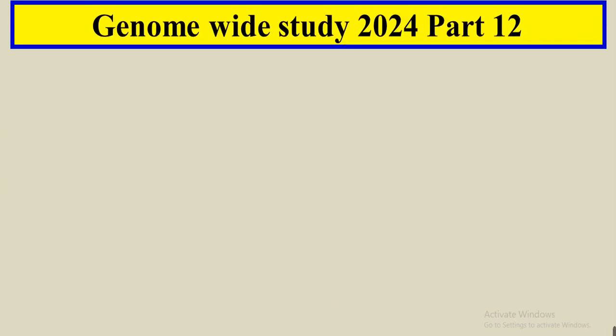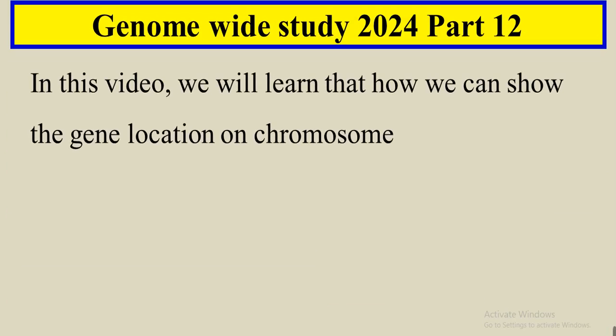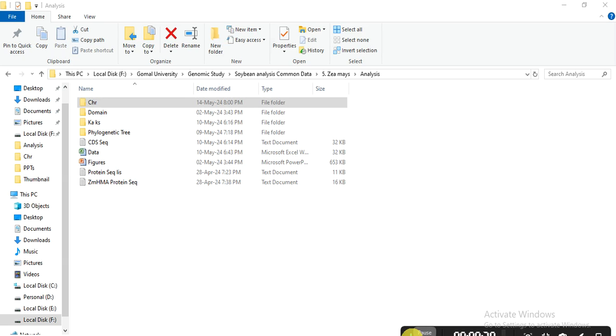This is part 12 of our genome-wide analysis series, and in this video we will learn how we can construct the gene location on chromosome through a GFF file. So how can we do it? Let's start. First, open the folder in which you are doing the analysis and make a new folder named Chromosome.